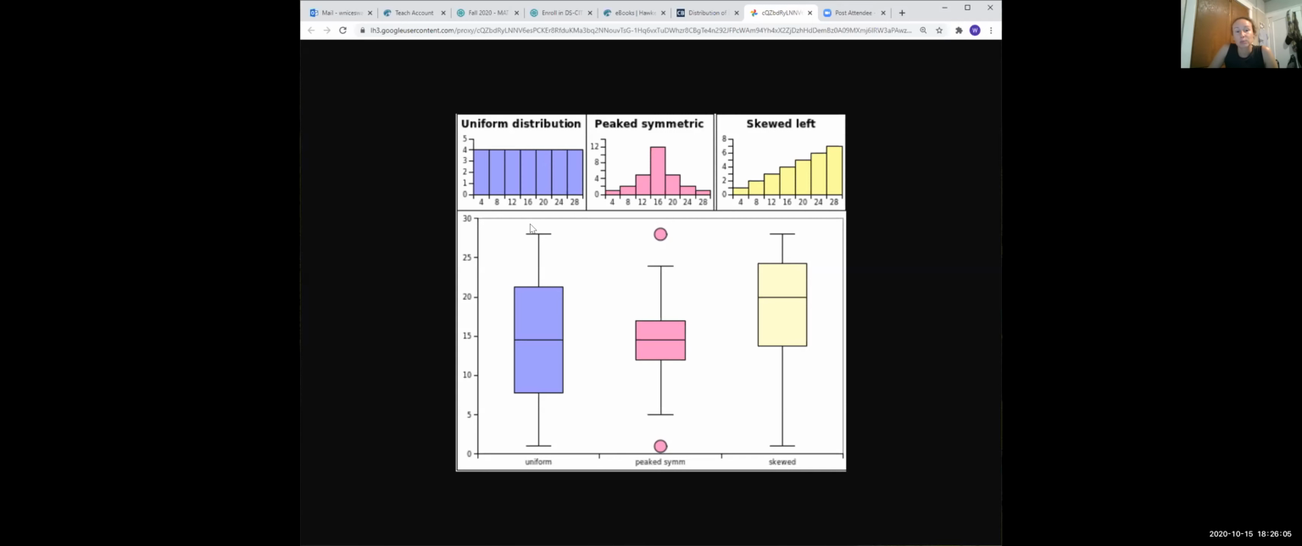So what a box plot is: this line in the center is the 50th percentile, also known as the median. So half the stuff is, in this blue one, half the stuff is below 15 and half the samples are above 15, okay? And then the box is between 25% of the things and 75% of the things, okay? So the middle 50% is in this box, okay?